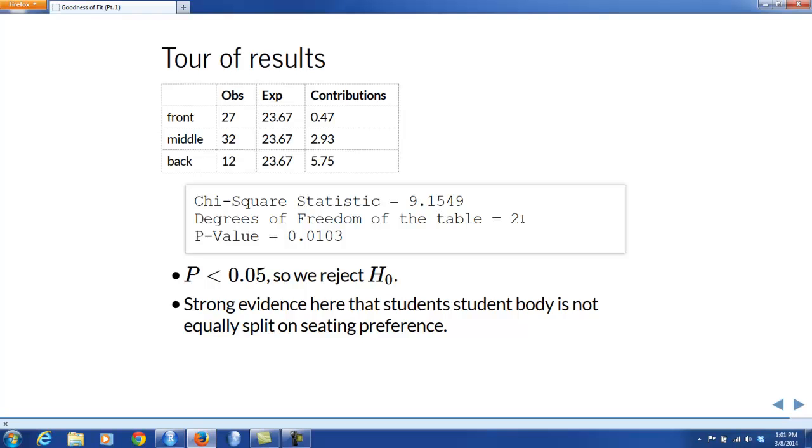What are the degrees of freedom for the table? This time the table is just for the one factor variable. It's these 3 observed counts. There are 3 cells in the table. 3 minus 1 is 2. So if the null is right, we would expect that the chi-square statistic would work out to be 2, give or take some for chance error. The chances that it works out to 9.15 or more are pretty small, only about 1%. That's what the p-value is. Since the p-value is so small, we're going to reject the null hypothesis. Apparently, this data provided strong evidence that the student body is not equally split as far as seating preference is concerned.